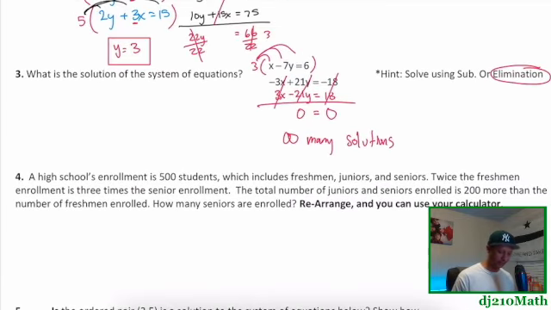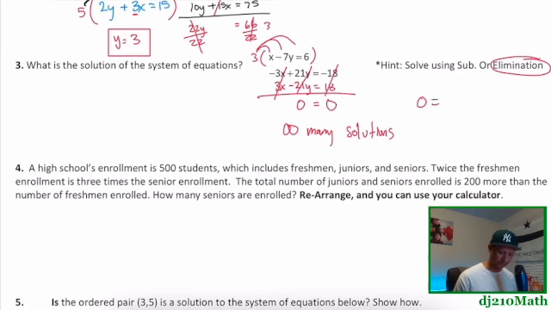So if this had been a number, right, had that been a number, it is no solutions. 0 equals a number is no solutions. So keep that in mind. I'll just write that off to the side. 0 equals any number other than 0, no solutions. Okay.